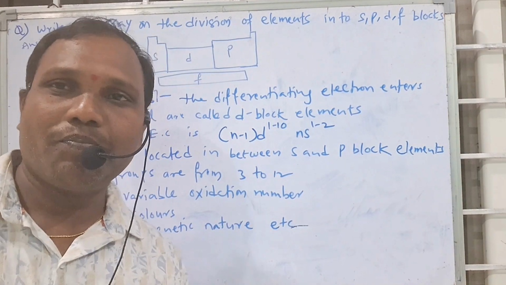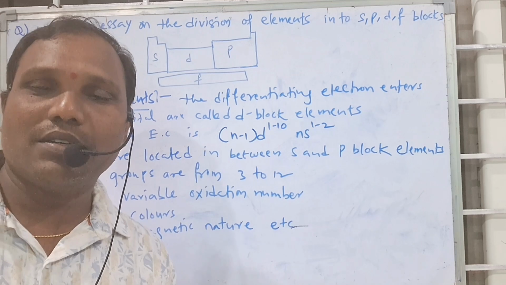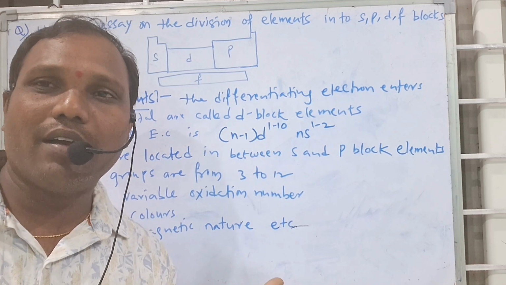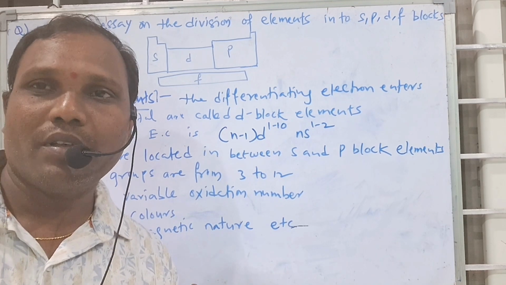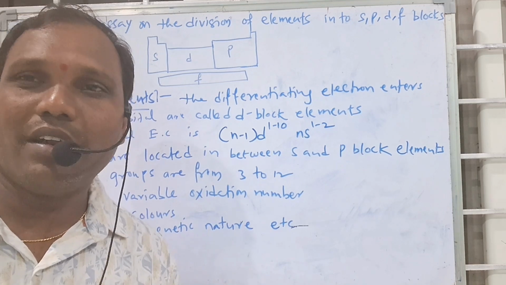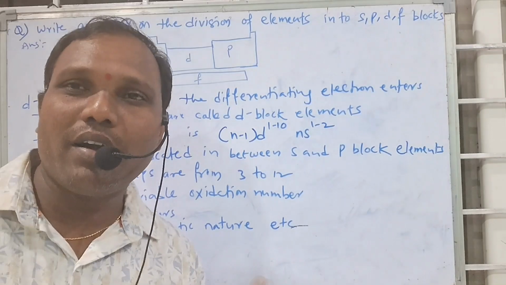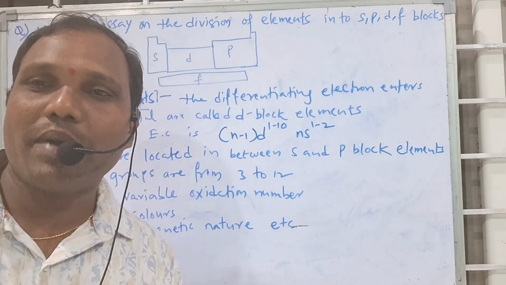Color nature: d block elements show colors. For example, blood iron is red, copper is blue, manganese is flesh colored, etc. Magnetic nature: iron, cobalt and nickel are d block elements, and they show magnetic nature.